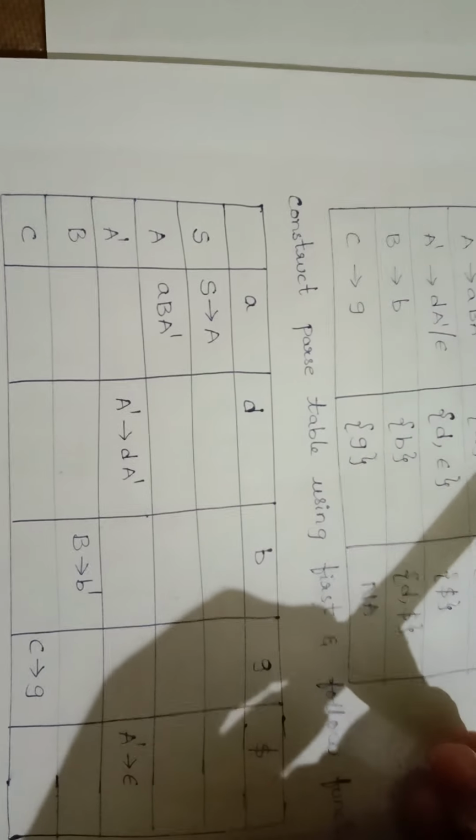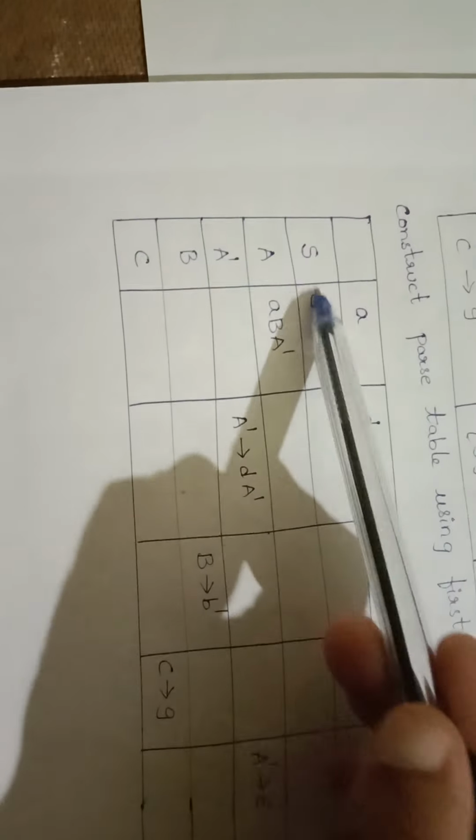Now check here, S on A. By using what production have we got this? By using the production S tends to A. That you need to write here, S tends to A. Now S on D we don't have anything, so I didn't write anything. S on B we don't have anything, S on G we don't have anything, and S on dollar also we don't have anything.